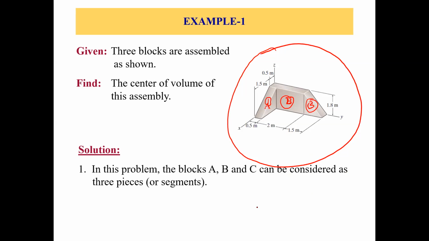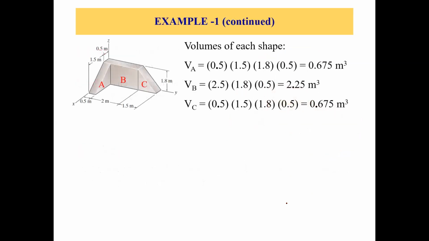Let's give these some labels: A, B, and C. These 3 different parts, blocks A, B, and C, can be considered as 3 pieces or 3 segments. Now we have these three different parts of this composite body. They have their own dimensions and their own volumes. So now we can find the volumes of each part: part A, part B, and part C. Let's talk about the volume of part A.